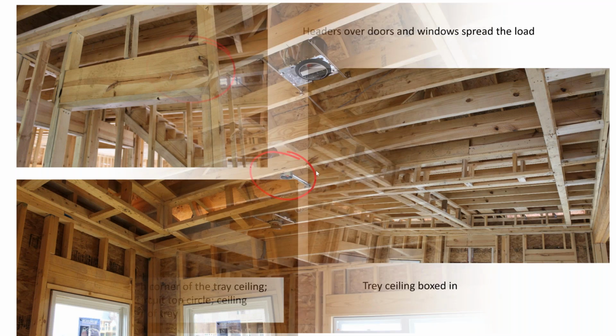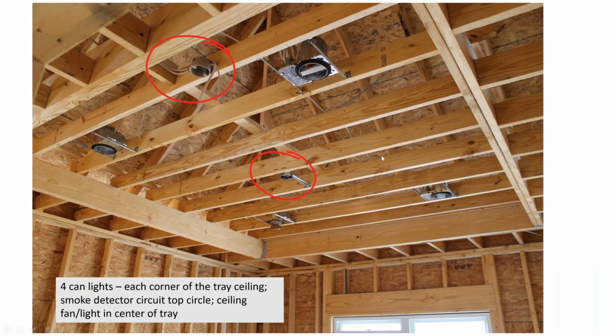And then I'm looking up into the tray, and it's going to have 4 can lights. That's what these are in the corners. The one in the middle is going to be for a ceiling fan or a middle light. And then this wired contraption over here is going to be your smoke detector. Smoke detectors are required to be hardwired in new construction. So that's how you can identify what's going where. These can lights are braced in between the joists or the rafters here.